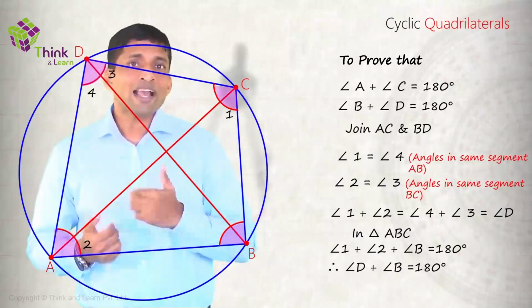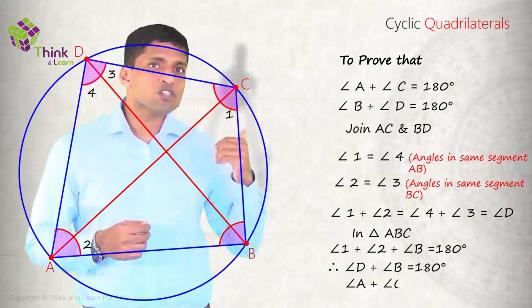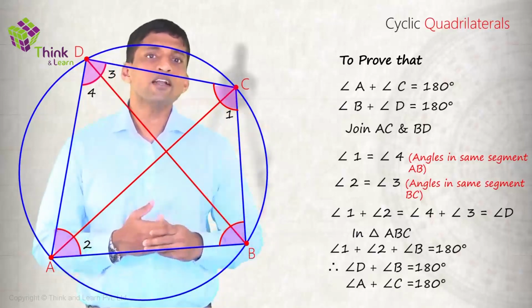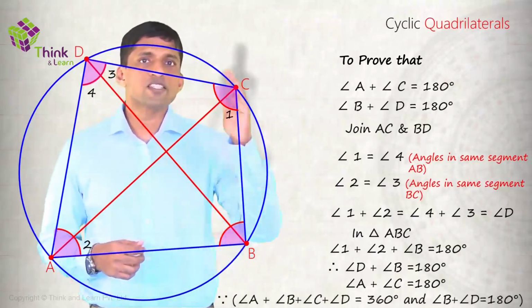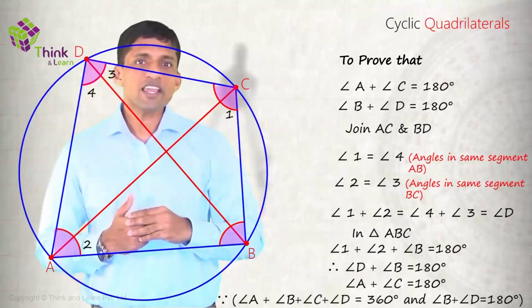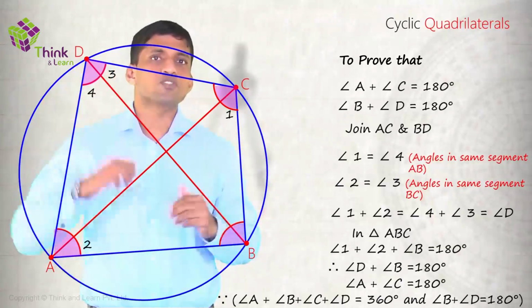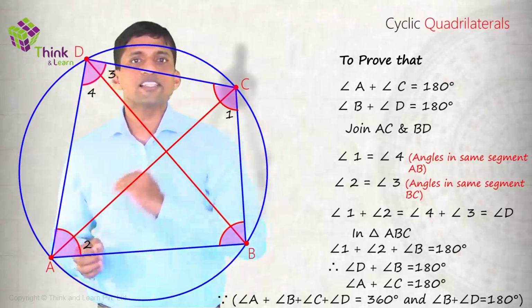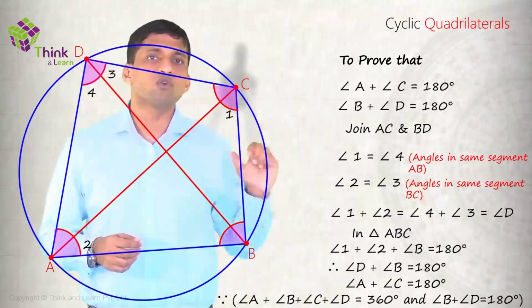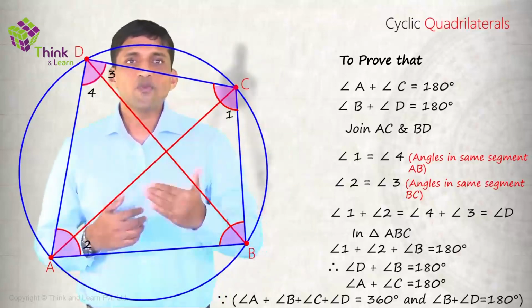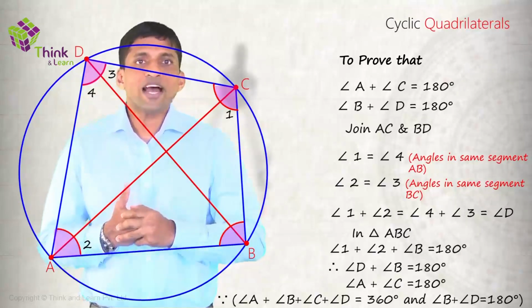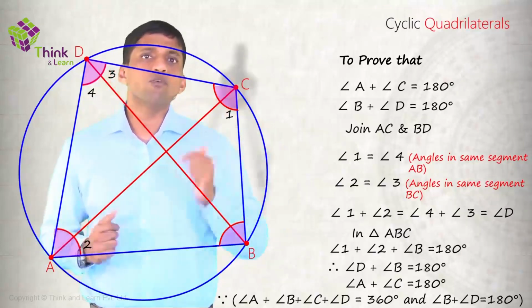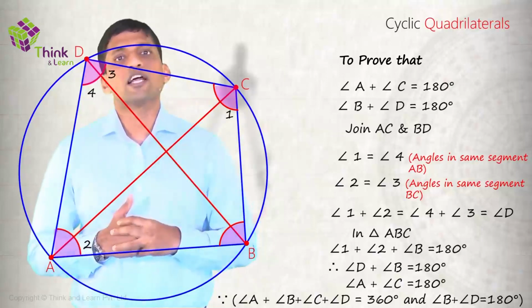Similarly, now angle A plus angle C will also be equal to 180. Reason being, A plus B plus C plus D is 360. We also got B plus D as 180. So the remaining two, that is angle A plus angle C equal to 180 degree. So this way, we can easily prove that sum of opposite angles equal to 180 degree in a cyclic quadrilateral.